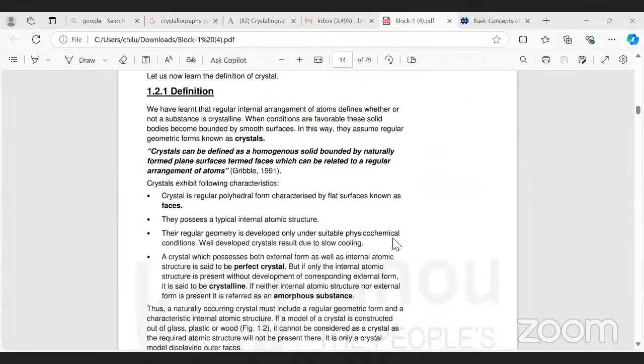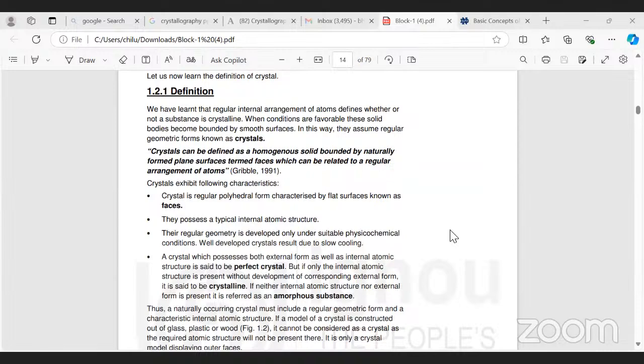How do you give the perfect definition to this? There is an internal arrangement of atoms which defines whether a substance is crystalline or not. When conditions are favorable, solid bodies become bounded by smooth surfaces. In this way, they assume regular geometric forms known as crystals. So a crystal can be defined as a homogeneous, solid, bounded material, formed naturally, with plane surfaces, and definitely it has a chemical composition. That's also important here.